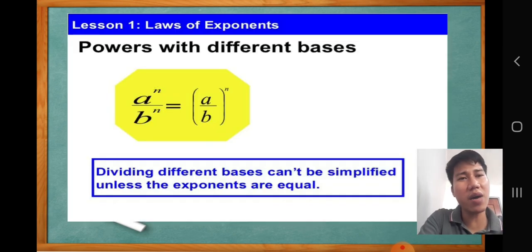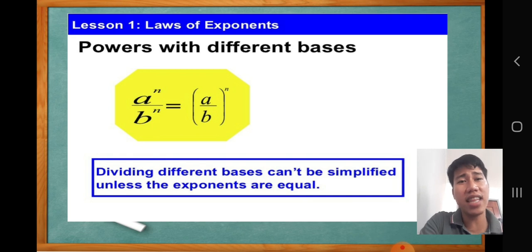Then next is powers with different base. So a raised to n divided by b raised to n is equal to a over b, raised to n. So if parehas sila og exponent but not the same ang ilahang base, pwede na nimo ma-simplify. Dividing different bases can't be simplified unless the exponents are equal. So kung lahi-lahi siya og base but then parehas og exponent, you can simplify it.